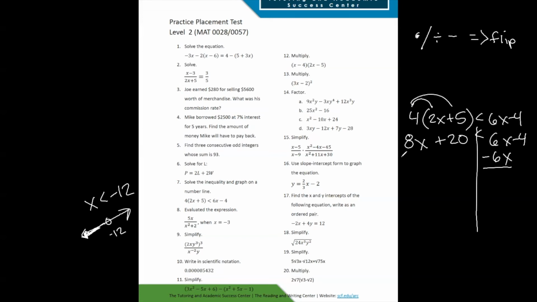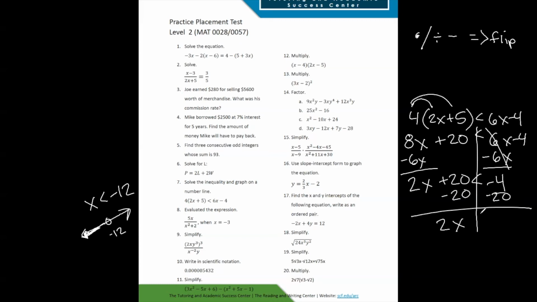So I'm going to subtract 6x from both sides. That leaves me with 2x plus 20 is less than negative 4. Then I'll subtract 20 from both sides, and I'll get 2x is less than negative 24. My last step will be to divide both sides by 2, and I'll get x is less than negative 12. When you're graphing on a number line, remember that open circles are for less than or greater than, closed circles are for less than or equal to, greater than or equal to. Then you're going to shade whatever side your inequality is pointing to. So in this case, it's pointing to the left, so we shade to the left.